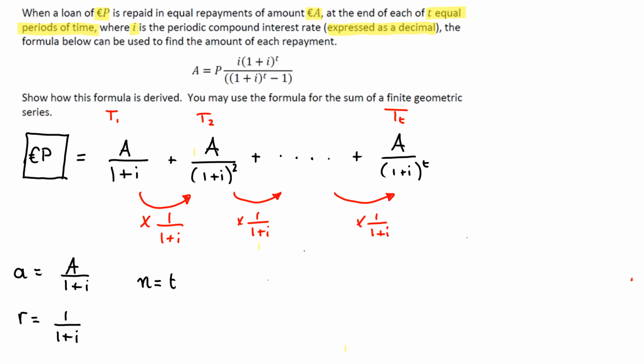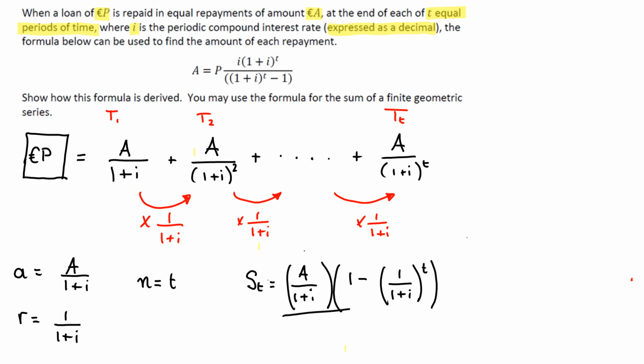You then have to work with your Sn formula. So S, and we're going to do t in this case, is equal to a, so our first term, 1 plus i, times 1 minus r to the power of n, which in this case is t, all over 1 minus r, 1 plus i.